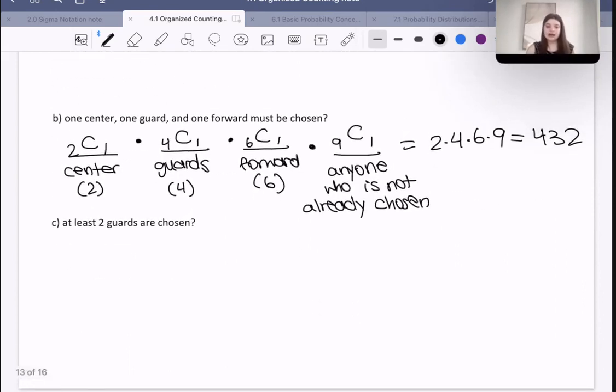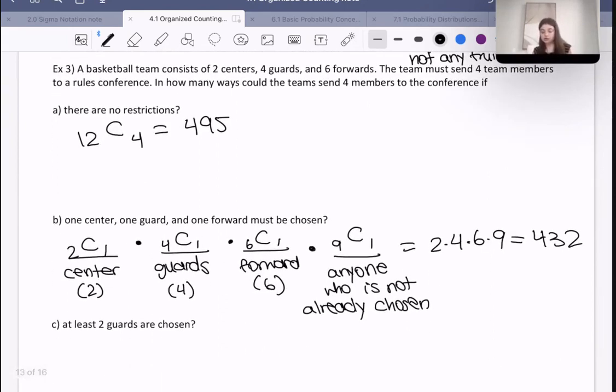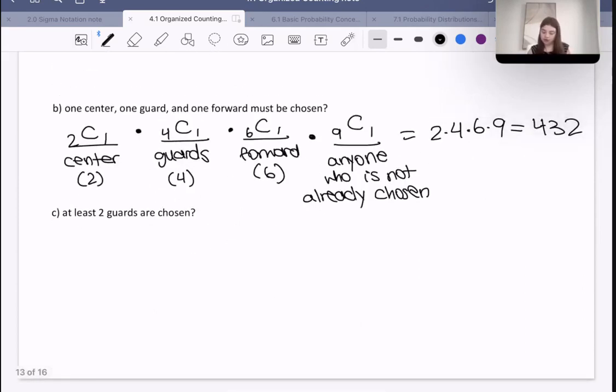It says at least two guards are chosen. Well, here's the thing. At least 2 guards are chosen. So how many guards could possibly be chosen? Either 1, 2, 3, or 4 guards. So there's also a different way to do this. We can do this an indirect way and say, what are the total number of ways, and then subtract off the ways we don't like. So the ways in which 1 guard is chosen or no guards are chosen. So I'm going to show you what I mean.